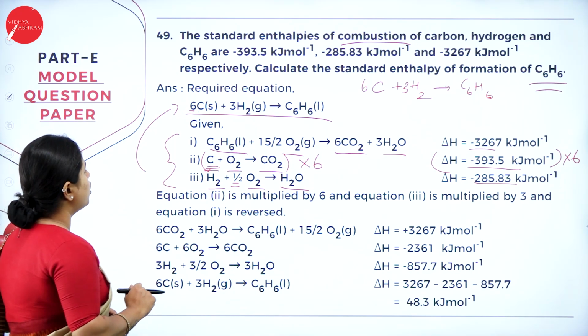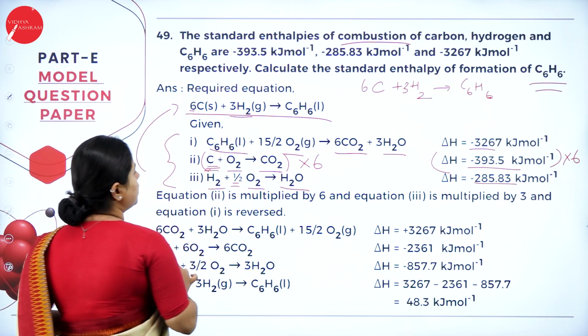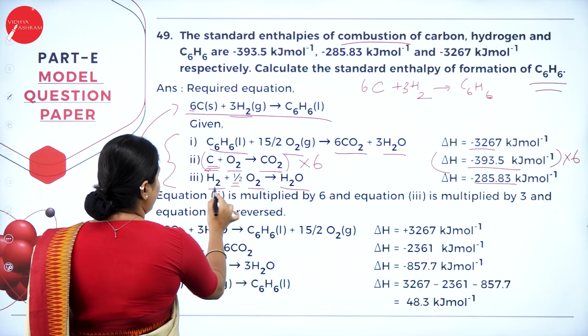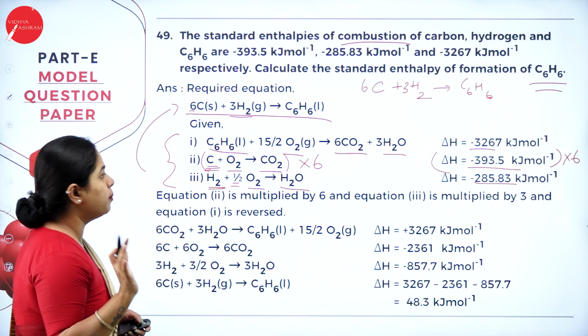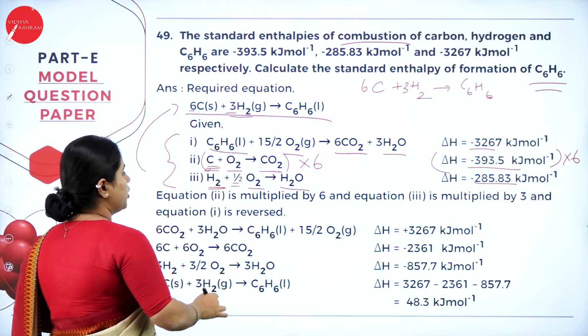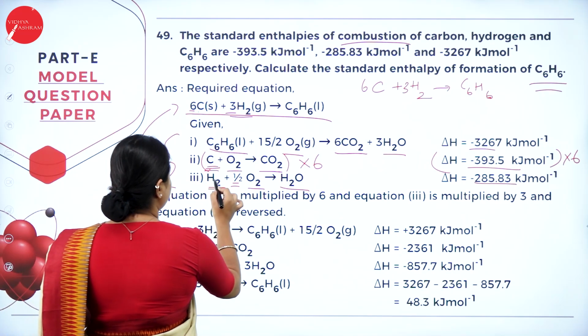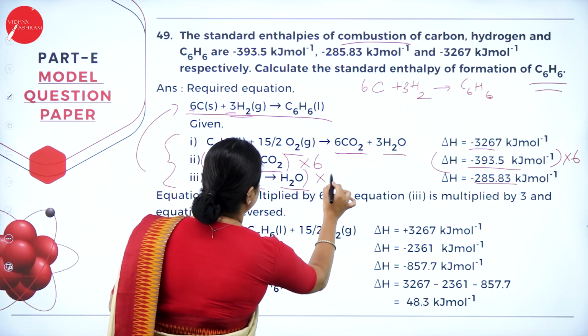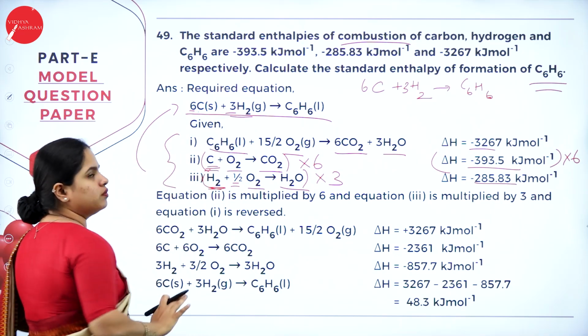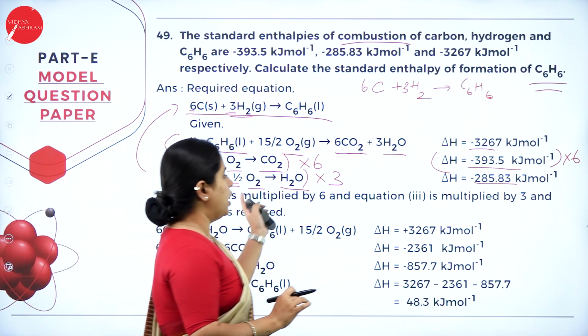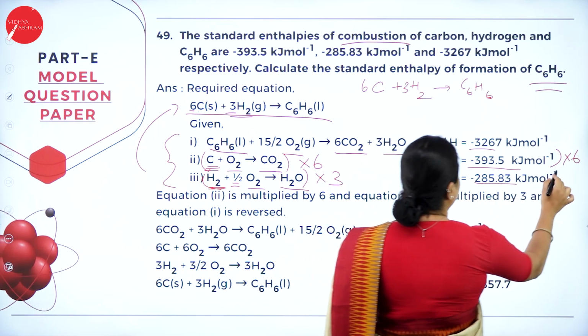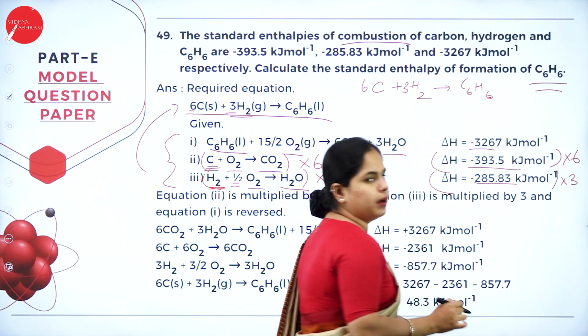Clear? Now moving on to the next one, you have hydrogen on the reactant side. Here also you have hydrogen on the reactant side, nothing to worry about. But you have 3 moles here and you have only 1 mole. So what you have to do is multiply this particular equation by 3, so that you get 3H2, which is equal to the required equation. If you multiply the equation by 3, the enthalpy value is also multiplied by 3.